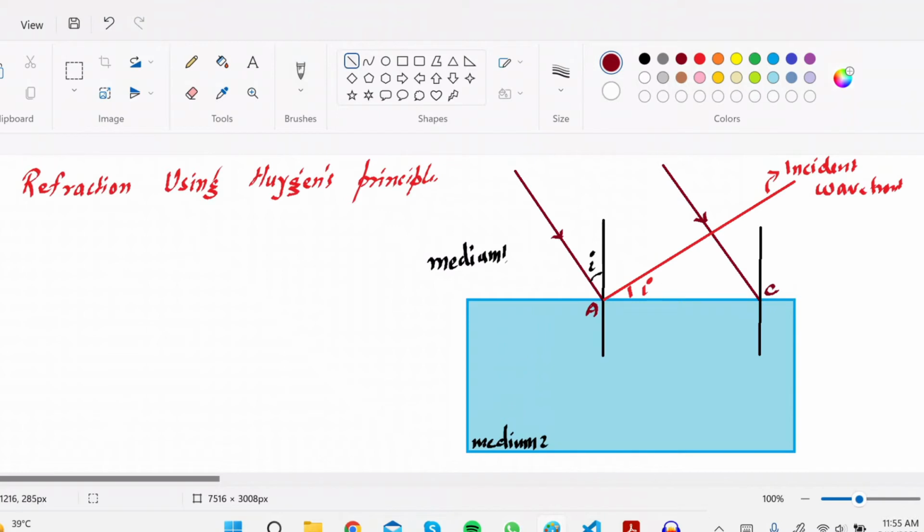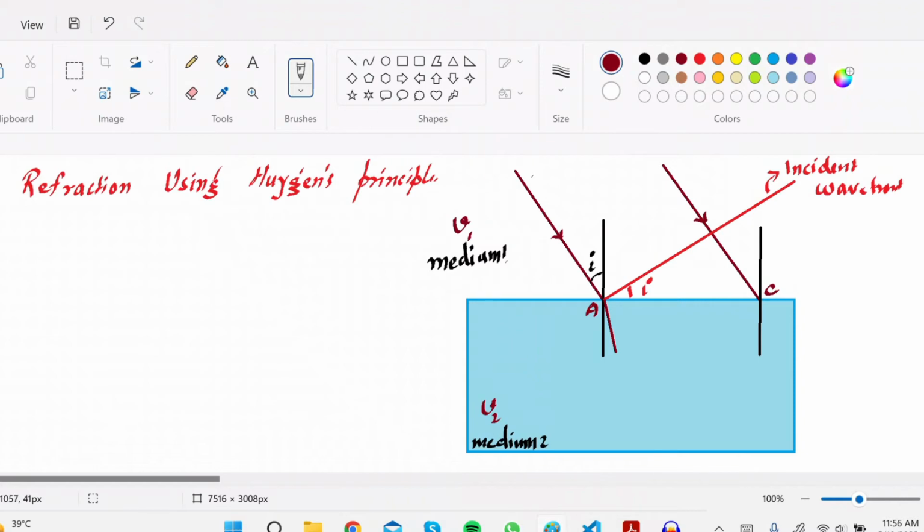The moment it enters the medium, it will bend towards the normal. But be very careful. Why? In the first medium, the speed of light is v1. In the second medium, the speed of light is v2. Is v1 equal to v2? No. Is v1 greater than v2? Yes. Is v2 less than v1? Yes. So when it enters, it will bend towards the normal because we are going from rarer to denser medium. Medium 1 is rarer and medium 2 is denser.